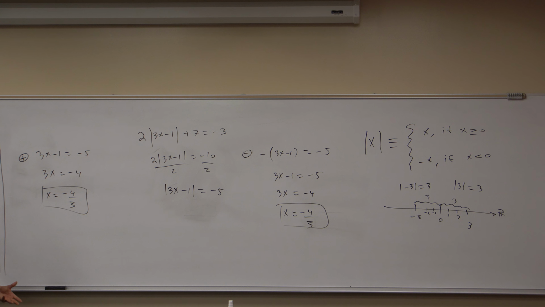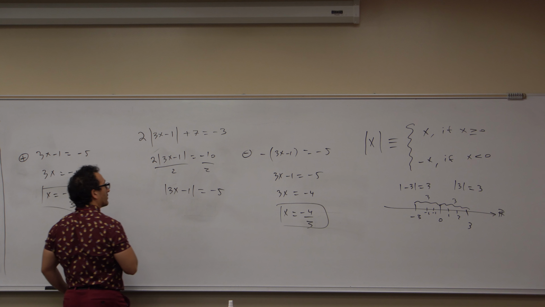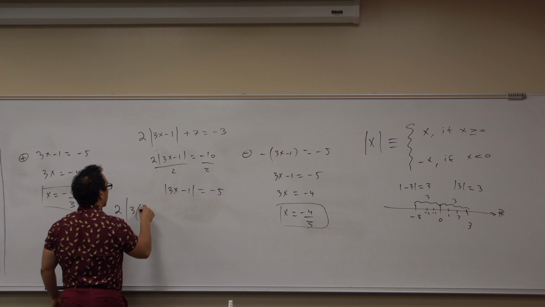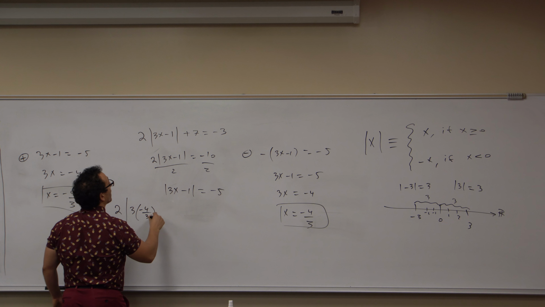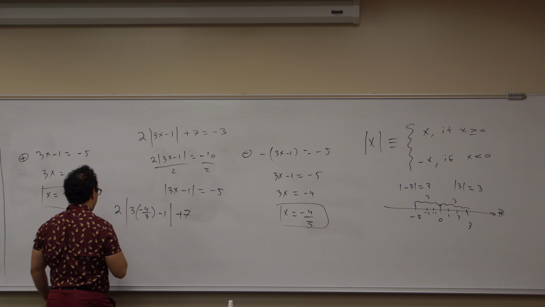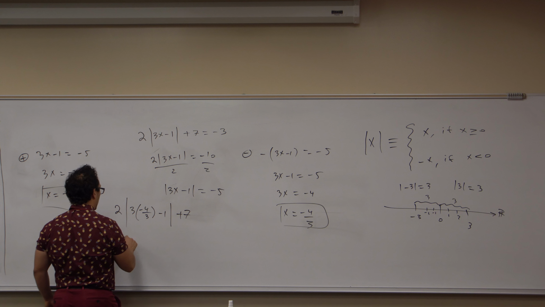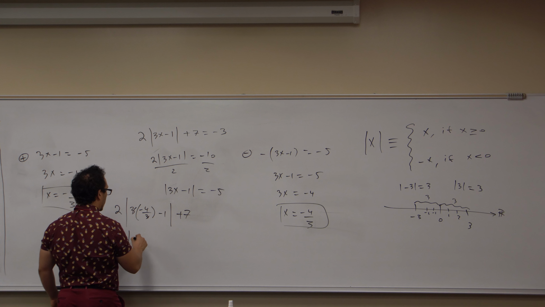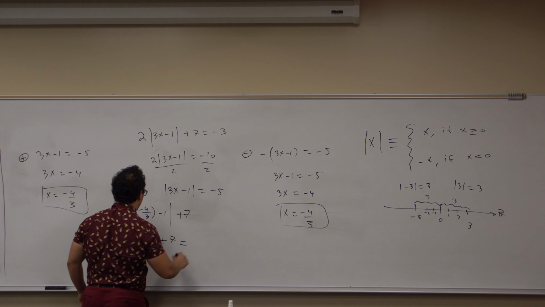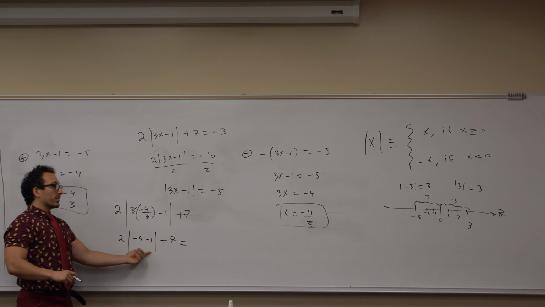This is easy to check, right? Because we just got to check it for 1 since they're both the same. So let's see. 2 times the absolute value of 3 times negative 4/3 minus a 1, plus a 7. Does this equal negative 3? We'll see. So this is equal to 2 times, the 3's cancel here, so I just get a negative 4 minus a 1 in the absolute value, plus a 7. Alright, this ends up becoming negative 5.